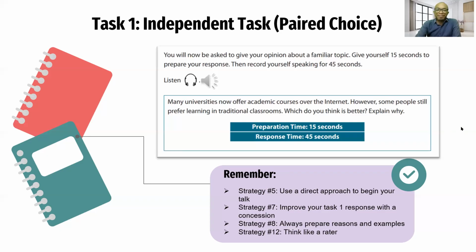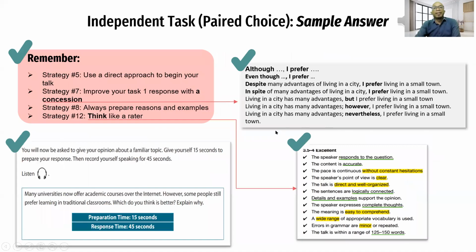Time's up. So, what do you think about your response? Do you think it will check all of the points to get the highest score? Let's see. Now, remember that the strategies will help you to get the highest score.